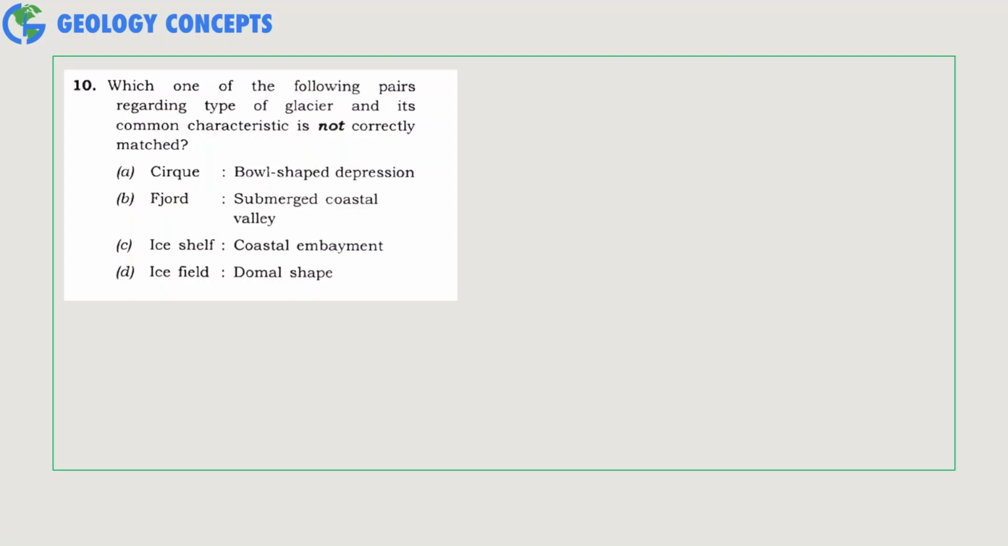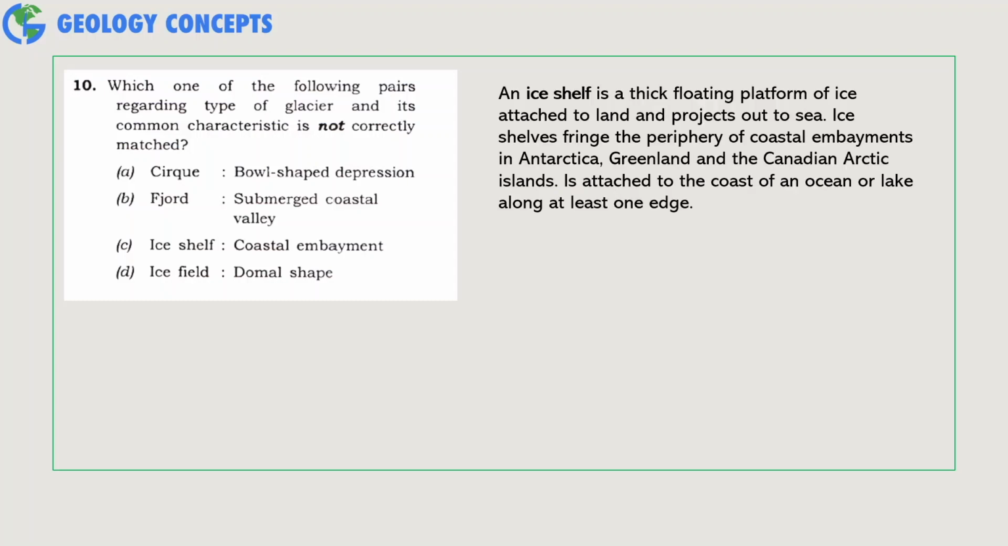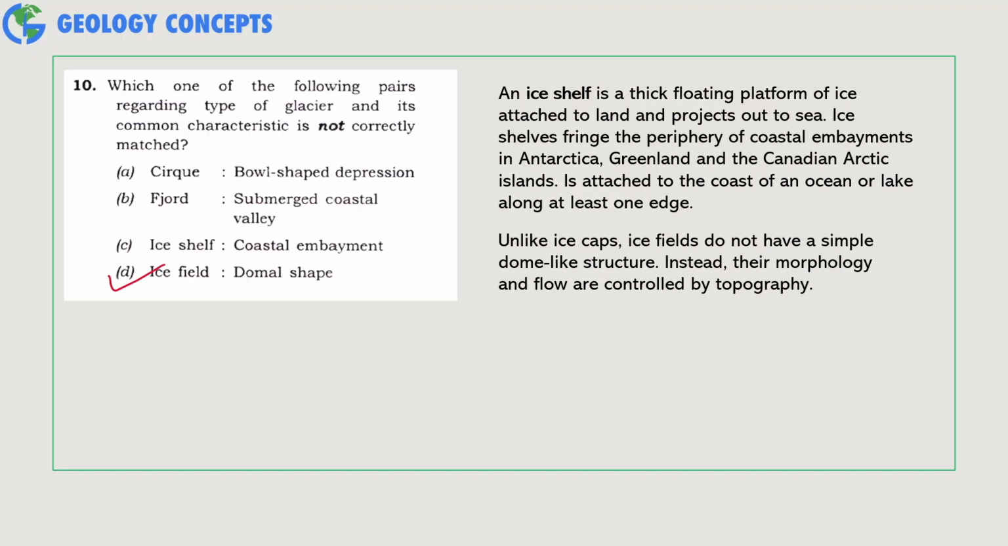But the domal shape is usually observed in ice caps, and unlike the ice caps, the ice field does not have a simple dome-like structure. Instead, its morphology and flow are controlled by the topography. Hence, option D is incorrect, and that will be the correct answer, as the question asks which one is not correctly matched. It will be option D, the ice field, which is not a domal shape feature. The feature is controlled by the topography.